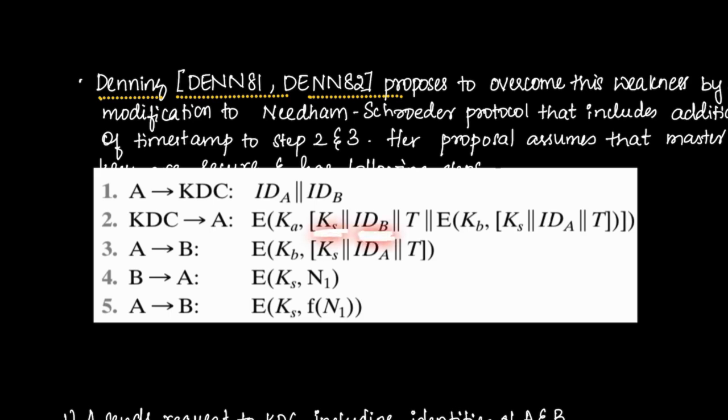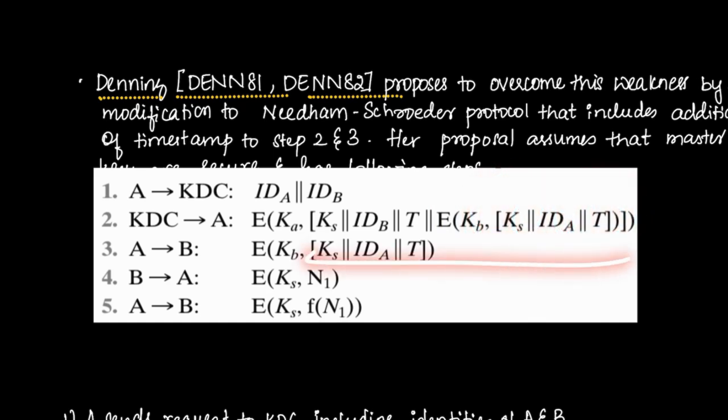Firstly, IDB, that is Bob's identifier, and we make use of a timestamp here. This timestamp will indicate when the session key was issued. Followed by that, in order to send the token to Bob, it is encrypted with KB, Bob's secret key, and it will have the session key, Alice's identifier, and the timestamp here.